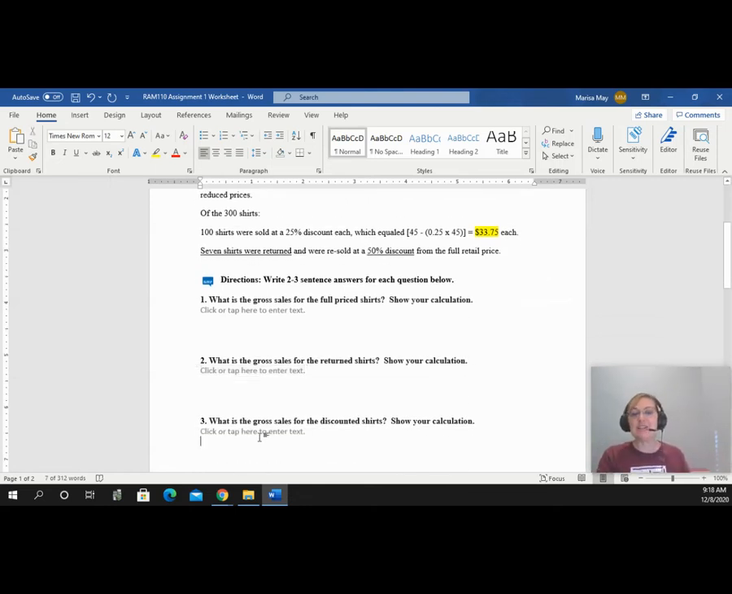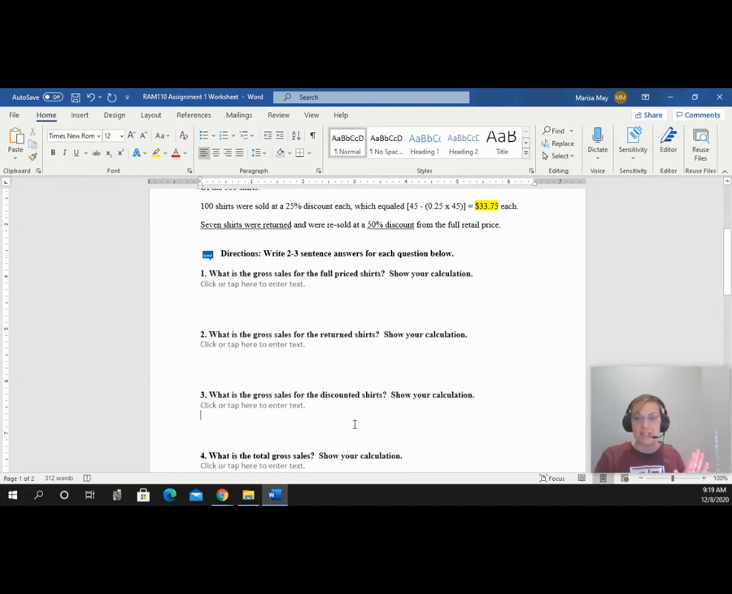And then you're going to do gross sale for the discounted shirts. Take your number of discounted shirts, which I think we read up in the prompt is 100, and multiply by that discounted price. Remember, we highlighted it at the top to help us remember it. Again, calculations and 2 sentences. Make sure you have both. That way we'll hit our word requirements here.